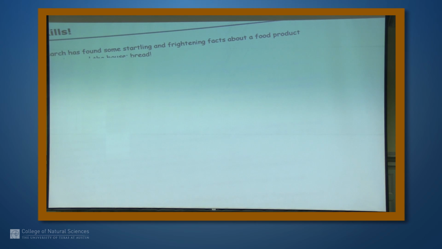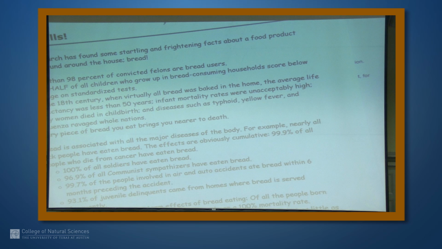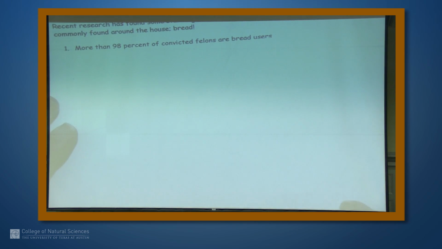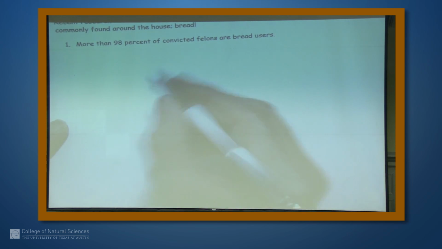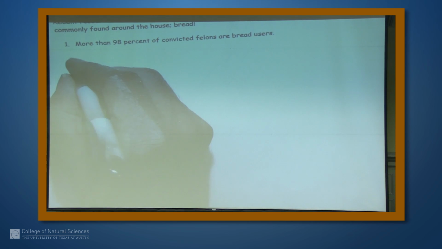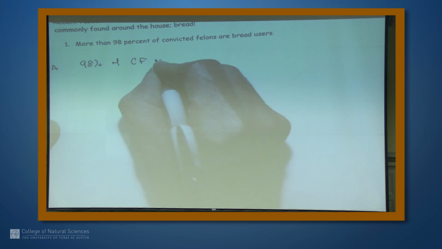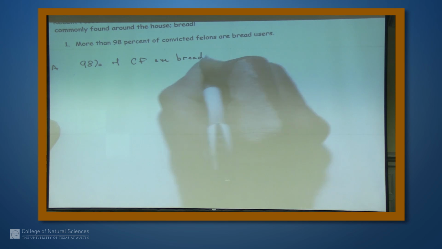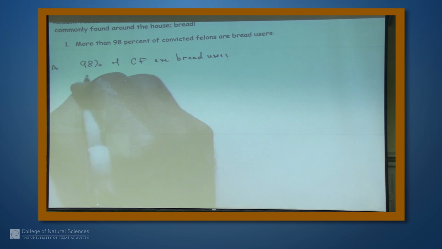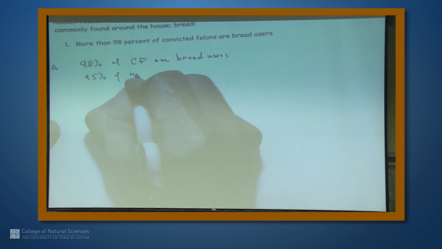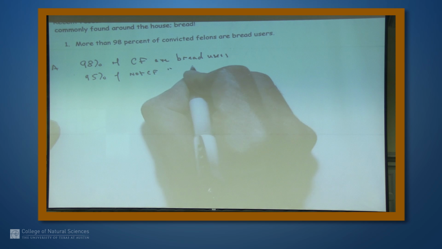I think part of the issue might be that for the most part, you're right, or most of you are right, I guess. It might be difficult to decide you don't have enough information for a correlation. It's easy when there is enough information for a correlation. So let me do it as follows. Case A, suppose we had 98% of convicted felons are bread users, 95% of not convicted felons are bread users.